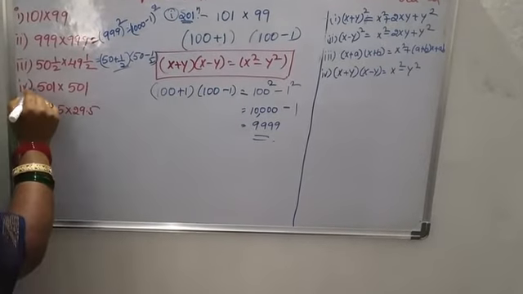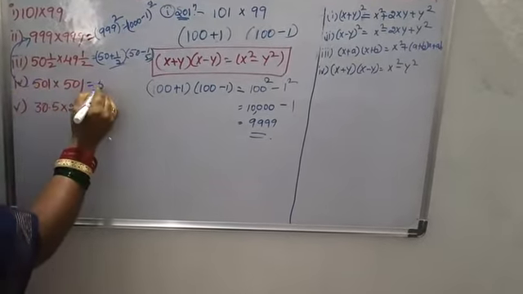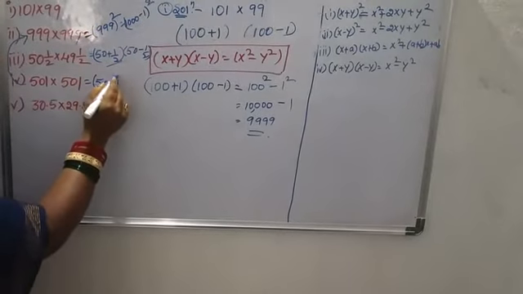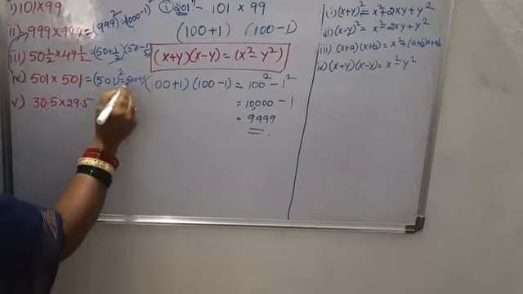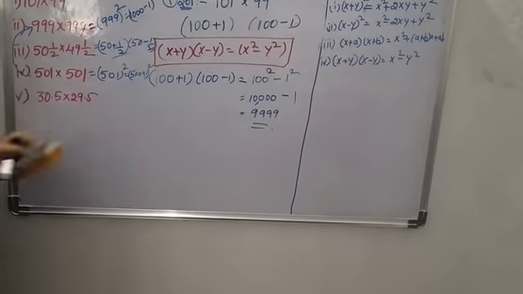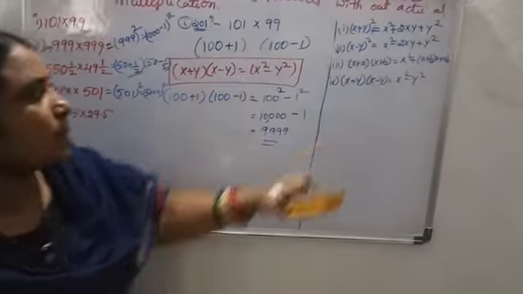501 into 501, same like the second one. How like we can express here also, 501 whole square. So 501 means we can express 500 plus 1 whole square. This is in the form of x plus y whole square.